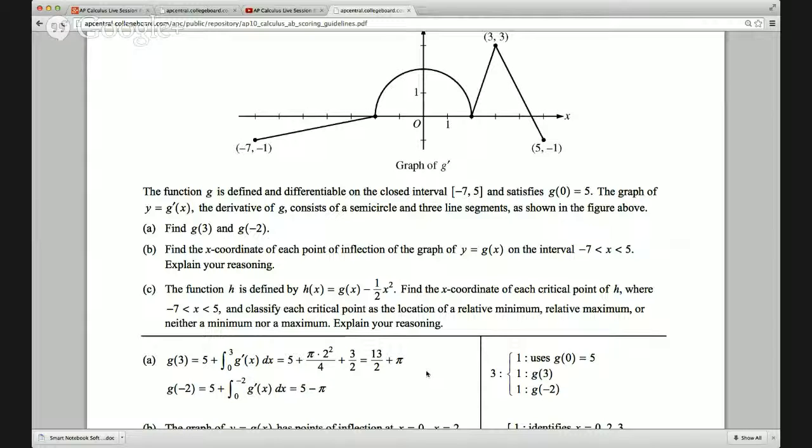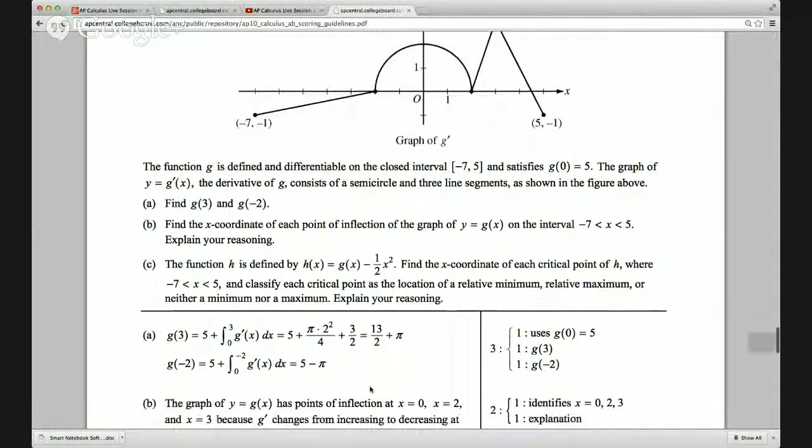All right, look at the point values. Use g of 0 equals 5. So even if everything else was completely wrong, but you're using this initial value, you're going to get 1 point. You get 1 point for g of 3 and 1 point for g of negative 2. So even if you messed up that negative part here, you'd still get 2 out of 3 points, and that's not bad.